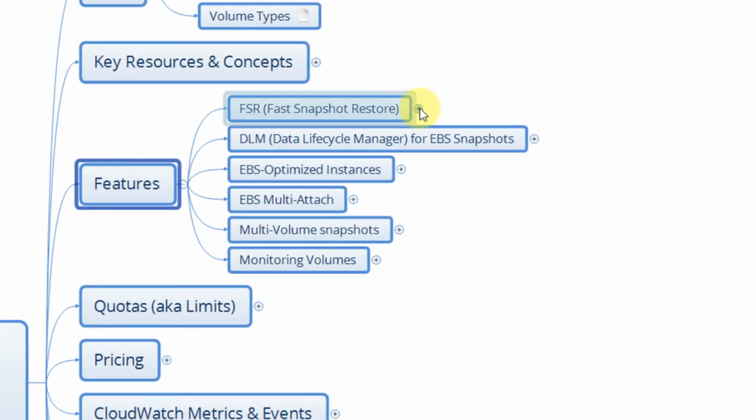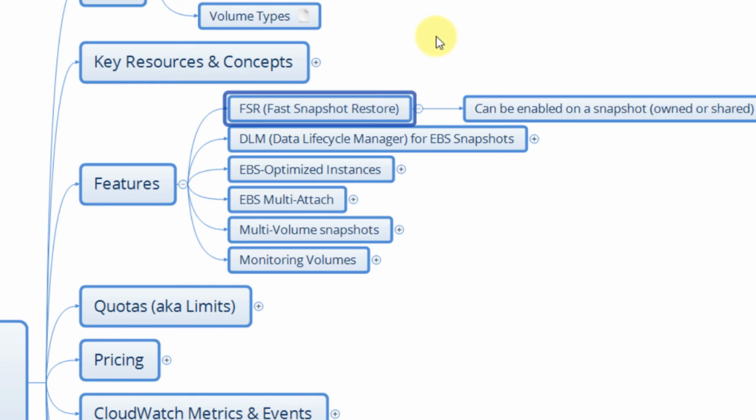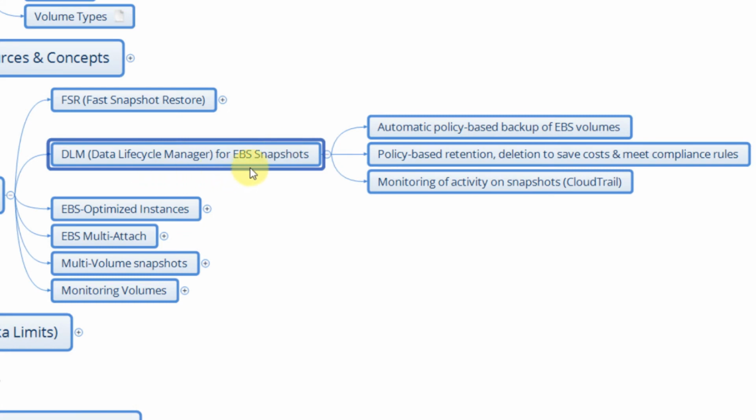Let's look at some of the key features of EBS. So FSR, fast snapshot restore, I had already alluded to that. What you need to do to use this feature is to enable FSR on a snapshot that you own or has been shared. Now, data lifecycle management for snapshots is a cool feature that helps you automate backups of EBS volumes into snapshots using policies. You can also have policy-based retention and deletion to save costs and to meet compliance requirements. And for monitoring of activity on snapshots, you can look at CloudTrail.